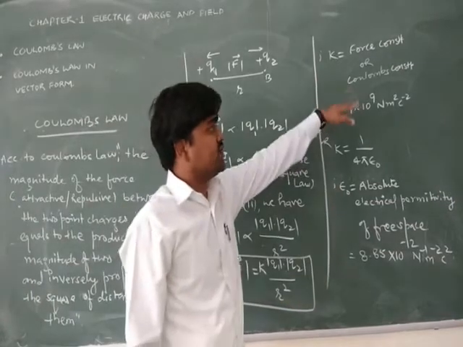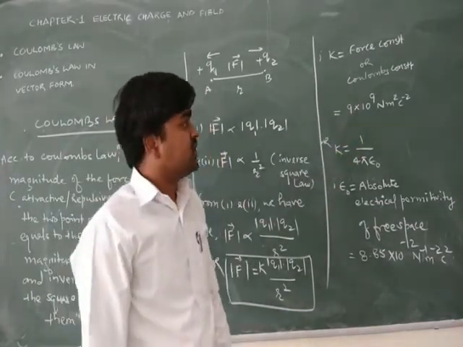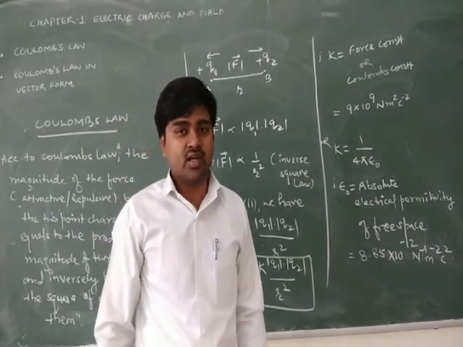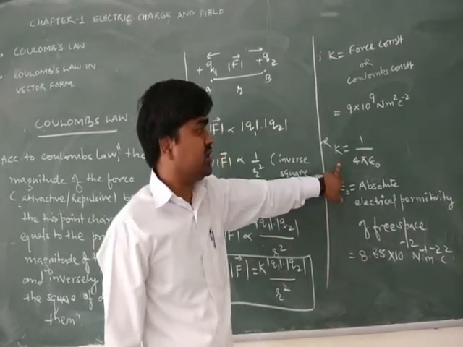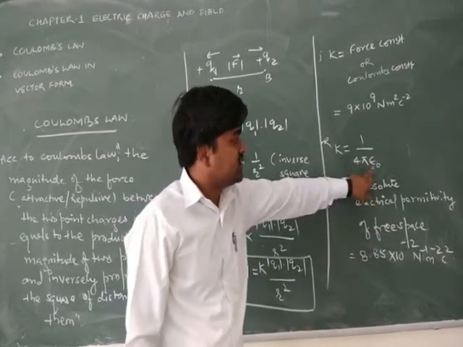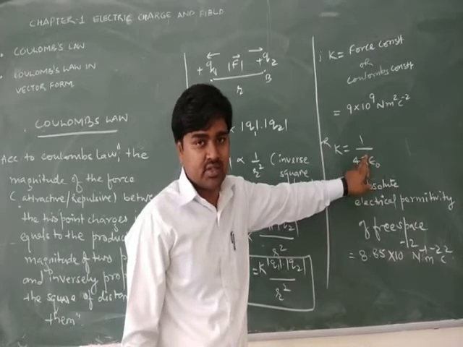K is known as the force constant. It is also known as Coulomb's constant. It has a numerical value equal to 9 into 10 raised to the power 9 newton meter square per coulomb square. It is also equal to 1 by 4 pi epsilon naught. Here this one is a Greek letter, pronounced epsilon.